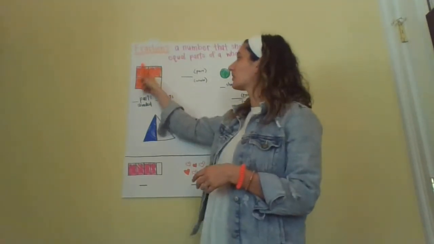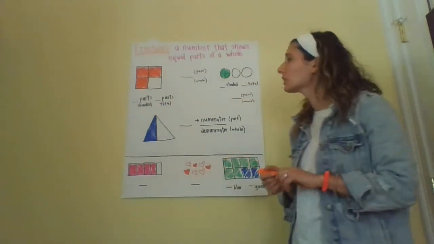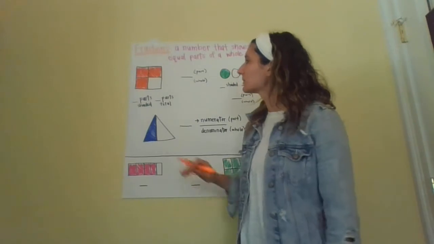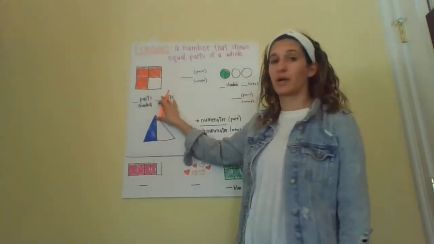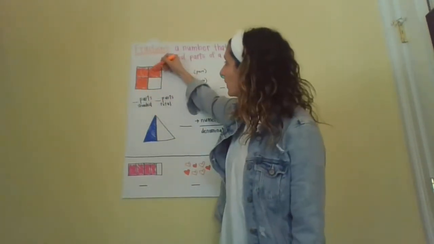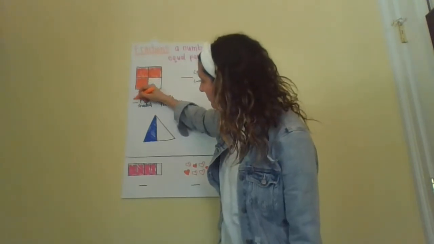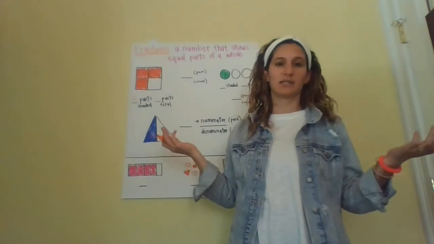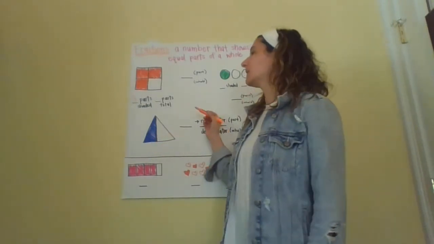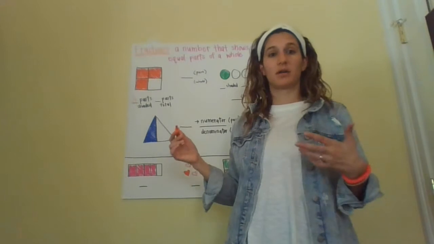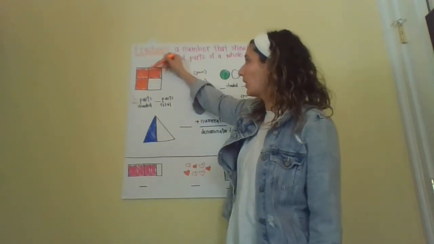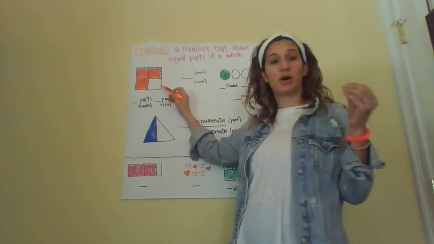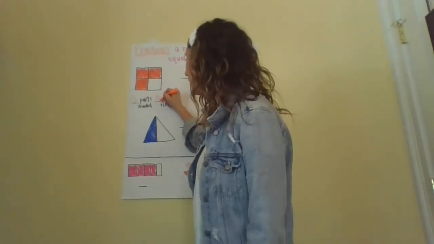So if we take a look at this first square we have here, the way we find out the fraction of this square that's shaded is first we see how many parts of this square are shaded. Well, I see 1, 2, 3. There's 3 parts shaded, okay? That's not a fraction though. That's just a number telling us how much is shaded. The next part we need to figure out is how many total parts there are of this square. So I count 1, 2, 3, 4. Even though it's not shaded, it's still part of the square. So there's 4 total parts.